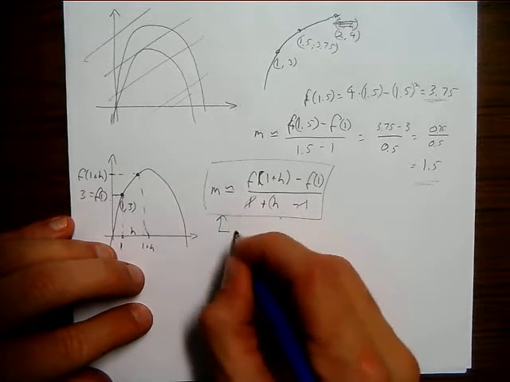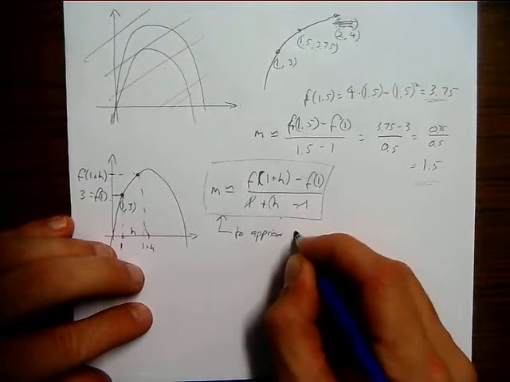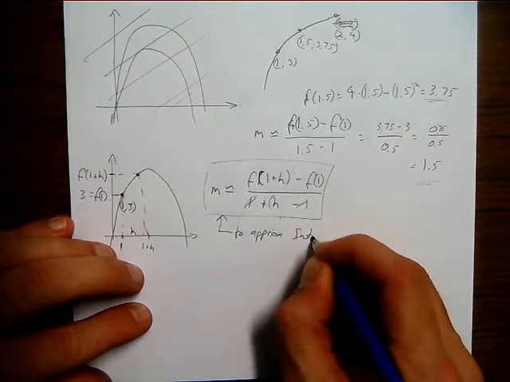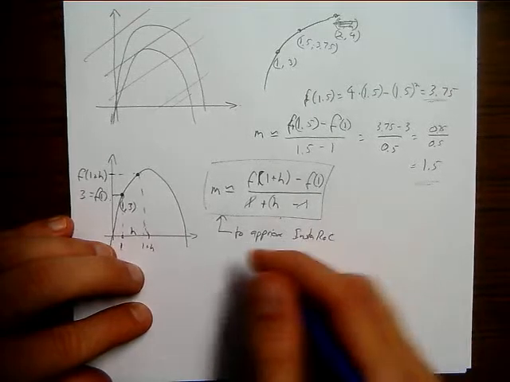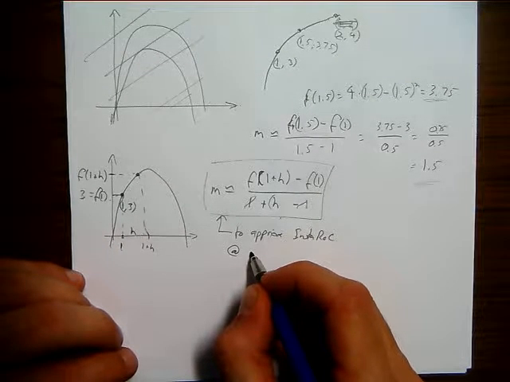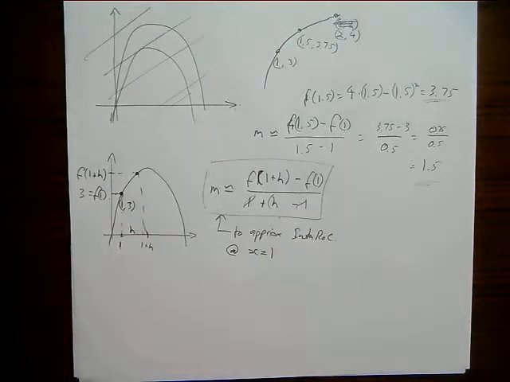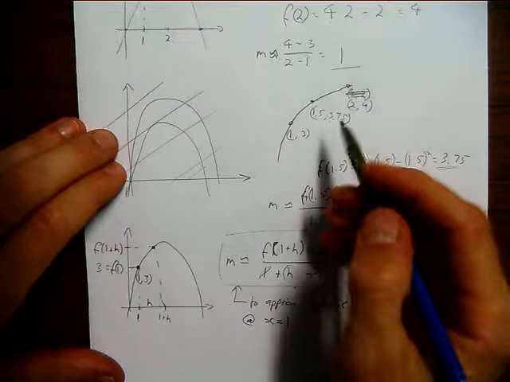to approximate our instantaneous rate of change at x equals 1. So let's do two more values for h. What's another value for h? How could we make this a bit closer?